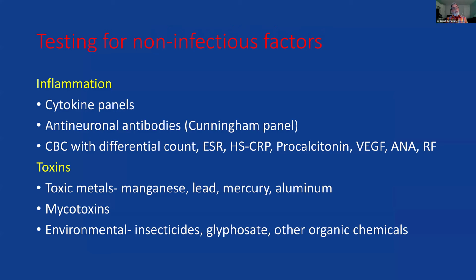Just quickly, the non-infectious factors: inflammation, you can do cytokine panels, anti-neuronal antibodies. They call that the Cunningham panel. You do measures of inflammation. You see the list there. Don't forget toxins. Lyme patients, in fact any chronic illness, can impair toxin release from the body. That's why you see so many Lyme patients with toxic metals, manganese, lead, mercury, aluminum, mycotoxins, insecticides, glyphosate, other organic chemicals. So that's the non-infectious part of it.